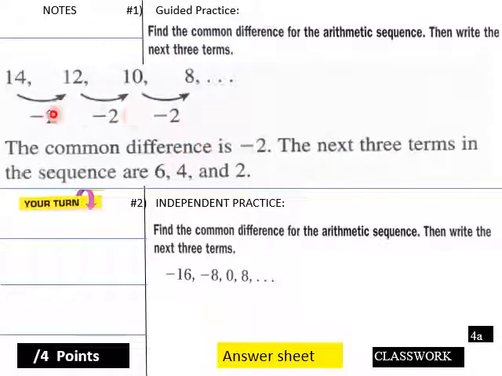Okay, so for number 1: 14, 12, 10, 8. The difference is negative 2. If we have a difference of negative 2, what would the next three terms be? 6, 4, and 2, 0, negative 2, negative 4, etc. So that would be your sequence there. And the ellipsis here means it just goes on and on and on.